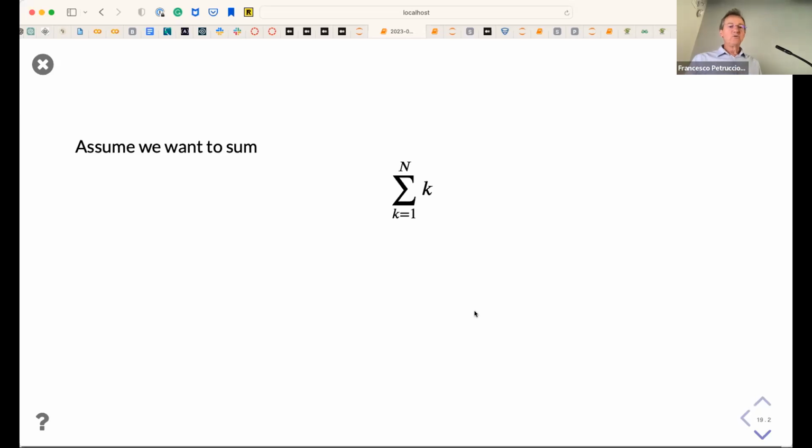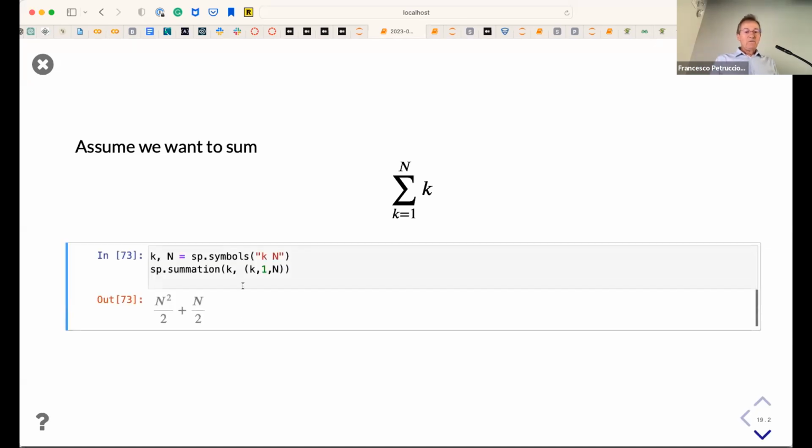Let's assume you want to evaluate the simple sum of k from k equal 1 to n. So 1 plus 2 plus 3 plus 4 plus 5 plus 6. You probably remember there was a formula for it, but maybe we have forgotten. So very simple.